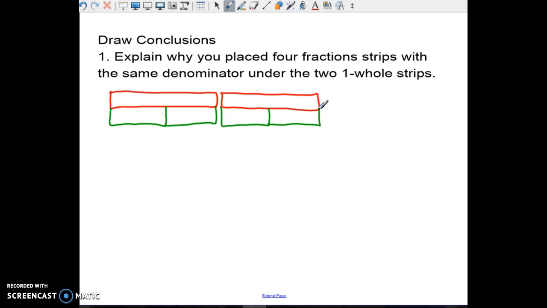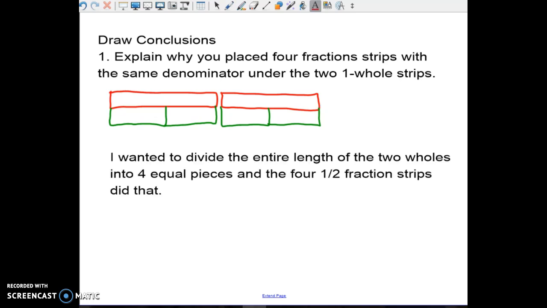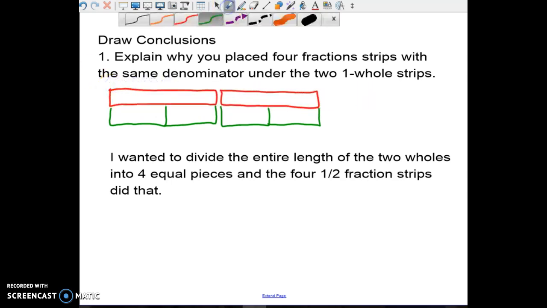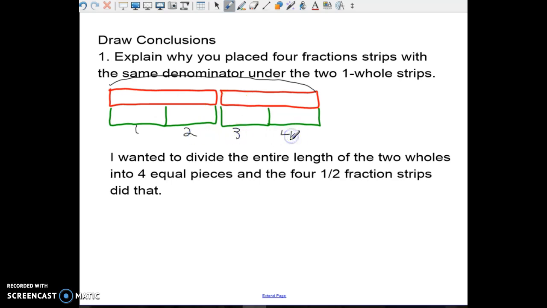So let's put that in words. Okay, so here's what we might write as a sentence. I wanted to divide the entire length of the 2 whole fraction strips, so this length of the 2 whole fraction strips, into 1, 2, 3, 4 equal parts, 4 pieces, and the 4 1/2 fraction strips did that.